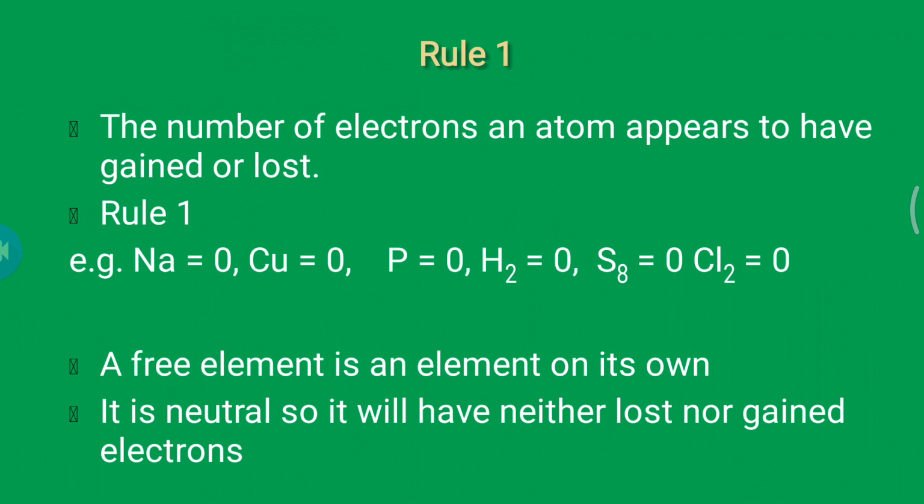Copper, potassium, phosphorus, hydrogen (H2 molecule), Cl2 all have zero oxidation state. A free element on its own is neutral, so it will have neither loss nor gain of electrons. It means it has zero oxidation state.